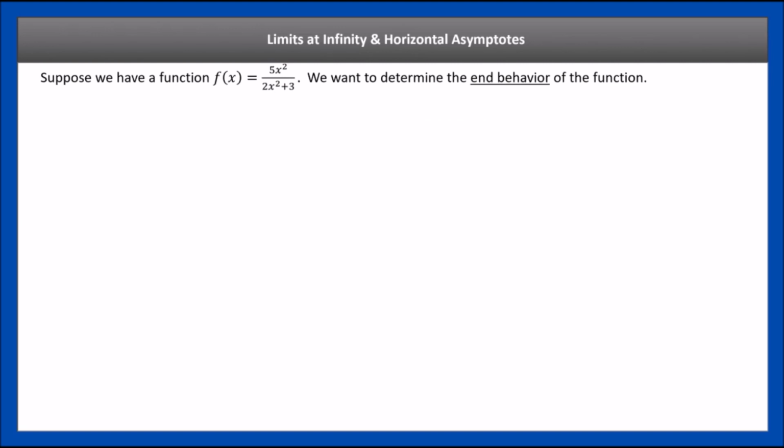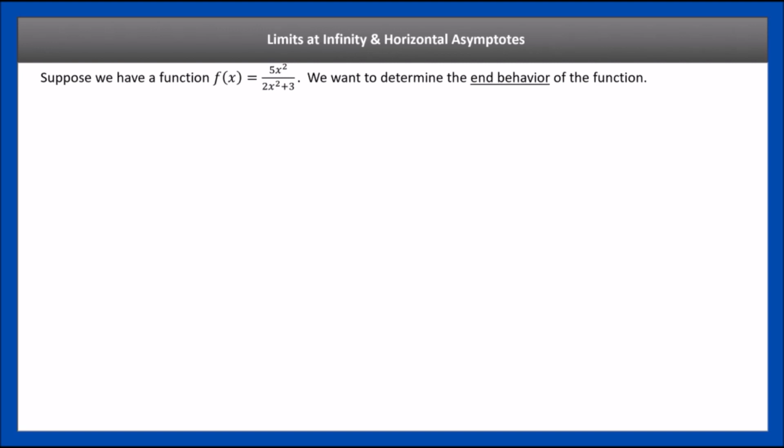In order to demonstrate limits at infinity, we're going to talk about the horizontal asymptote. You may recall that in the previous lesson, we looked at infinite limits and we looked at behavior of vertical asymptotes. So now we're going to turn to the behavior for horizontal asymptotes. For this lesson, we're interested in determining the end behavior of the function.